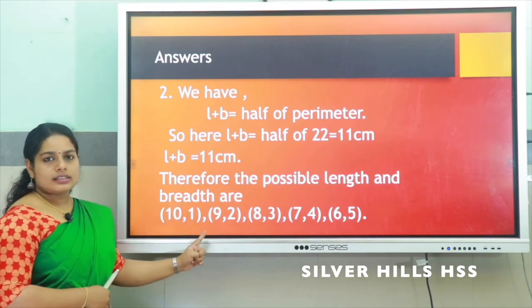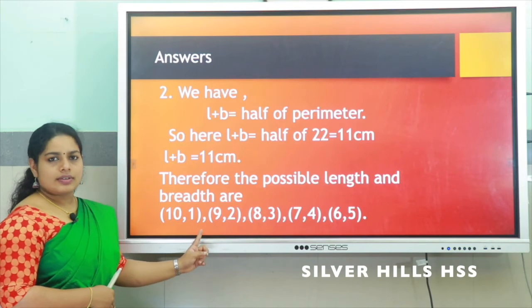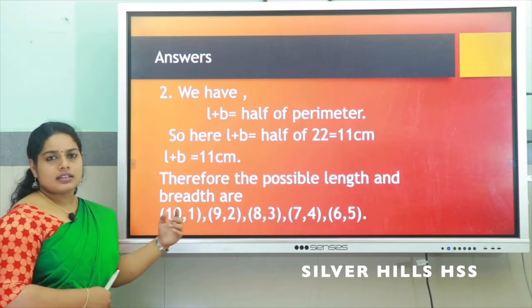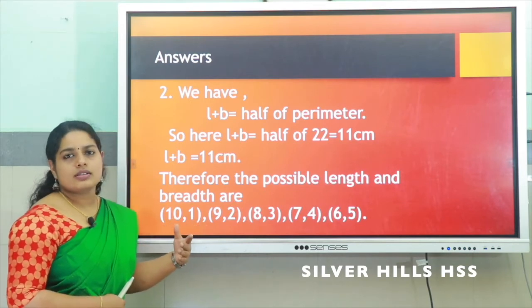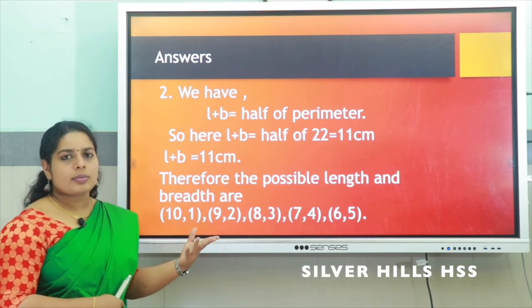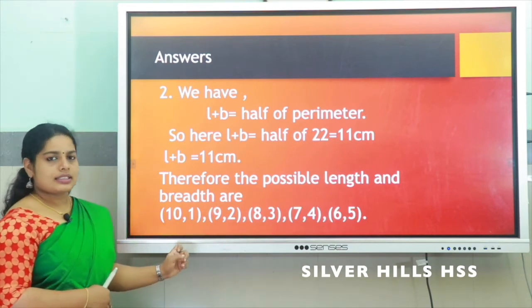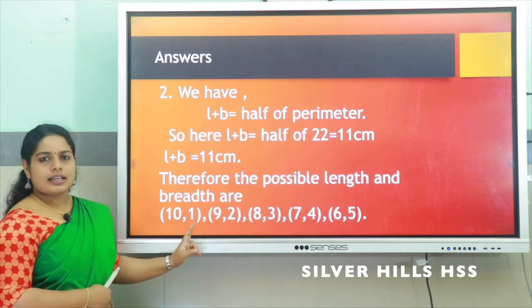10 and 1. Just see, 10 plus 1 is 11. We cannot take 11 and 0 because 0 means either length or breadth. 0 is not possible. 0 length and 0 breadth is not possible. So we will not take 11 and 0. We will start with 10. So 10 plus 1 is 11.